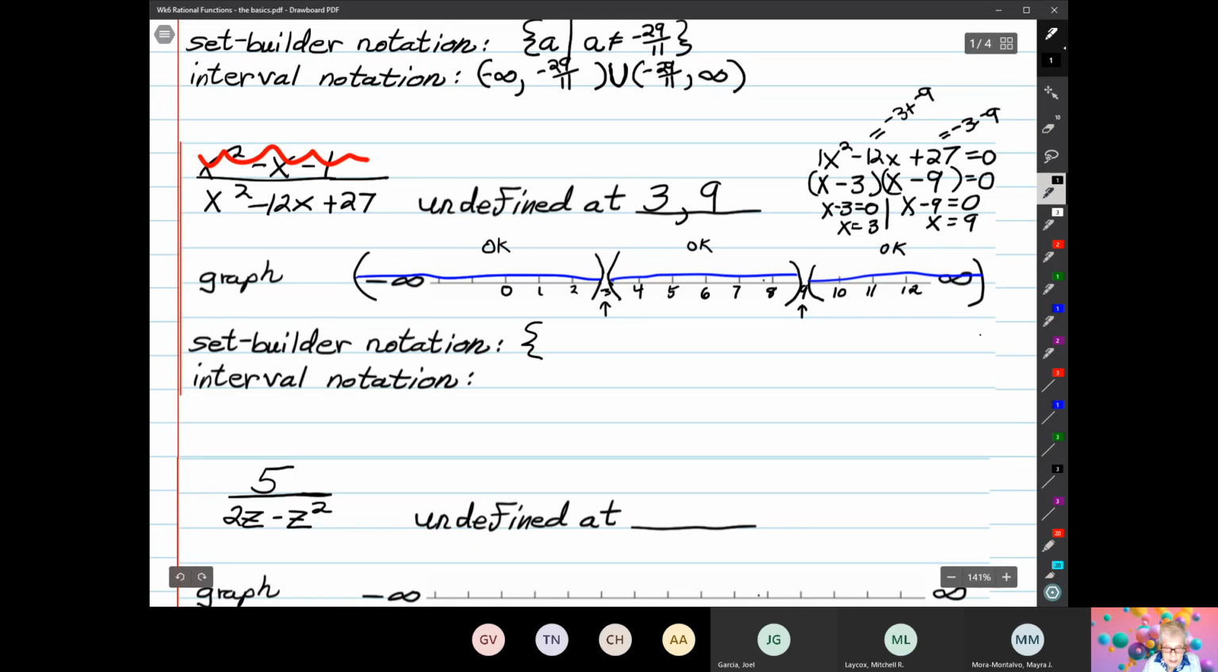Okay, so here, and our letter is X this time, so all X such that X does not equal 3, or X does not equal 9. Or sometimes you see X such that X does not equal 3, 9. Sometimes it is written like that.